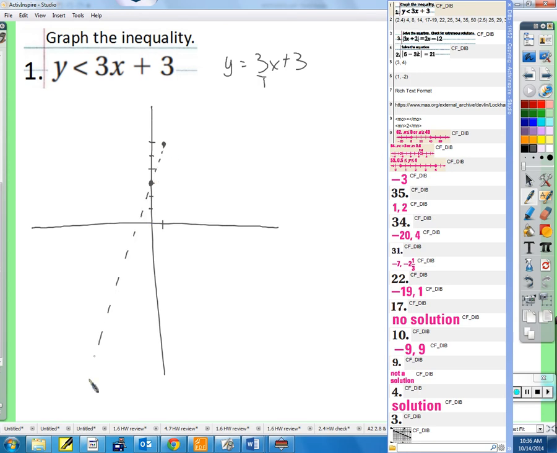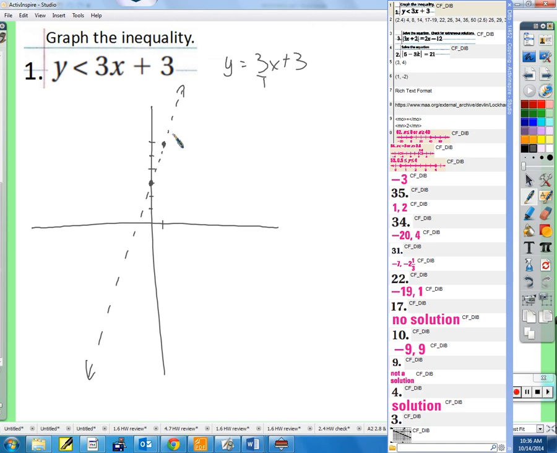Draw a dotted line. Because I don't want those y values. I don't want the y values that are going to make both sides equal, but the y values that will make it unequal. I want the y values that are less than 3x plus 3. The y values that are equal to 3x plus 3 are the y values all along this line. Choose this x value, plug in that x, I will get exactly this y. Plug in this x, I'll get exactly this y right here.